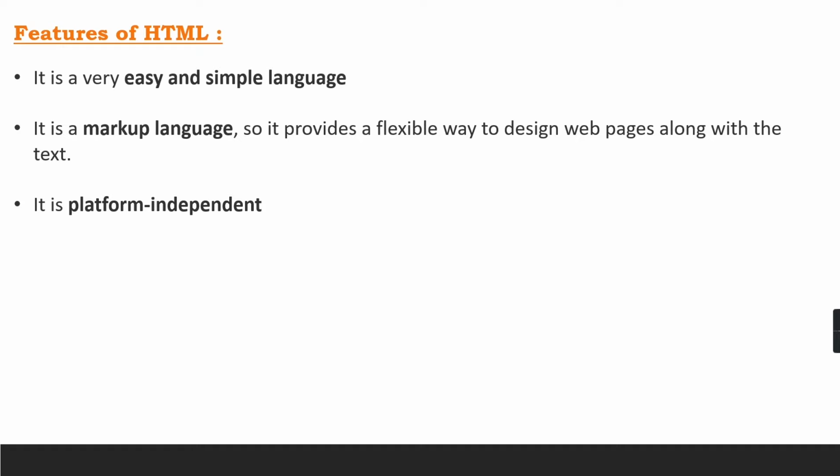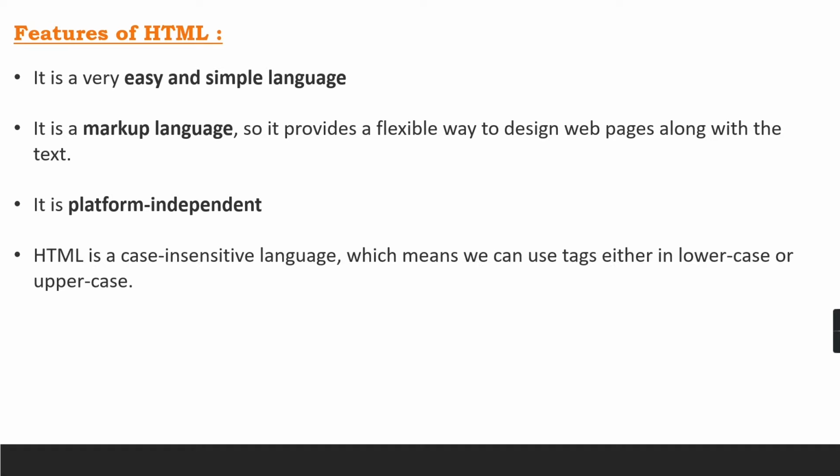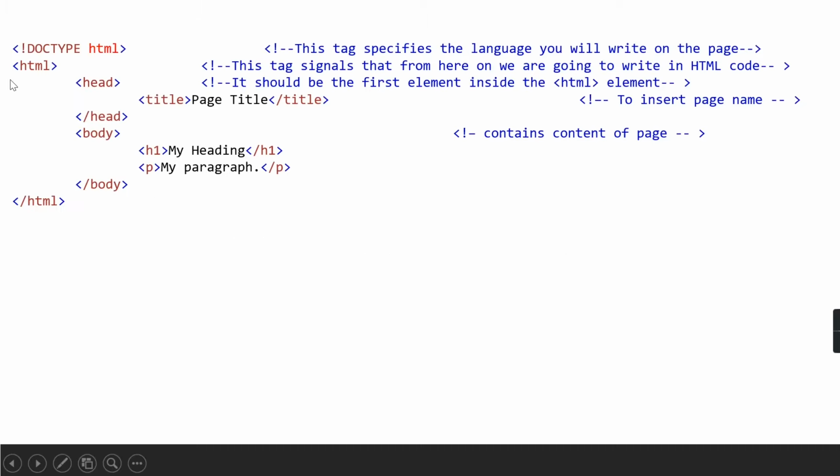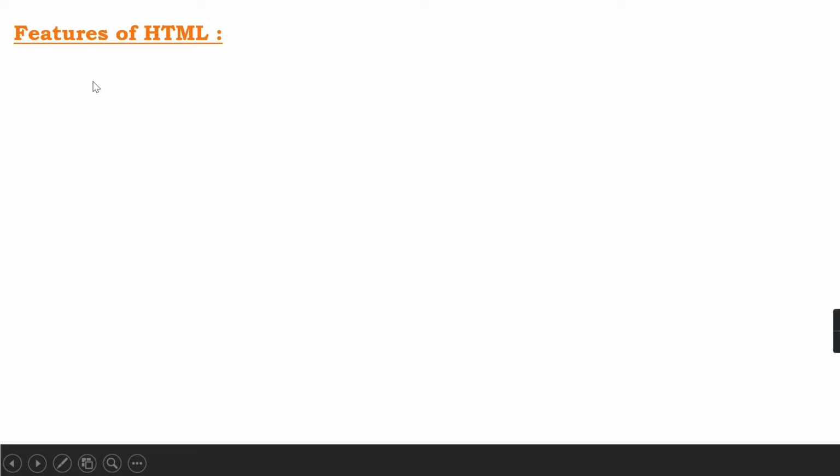If we write the code in HTML for Windows, it will be supported by all other operating systems as it is platform independent. HTML is a case insensitive language, which means we can use tags either in lowercase or uppercase. Like we have seen how the code is written in HTML. So basically these are the tags that are being used. So we can have these tags in uppercase or lowercase.